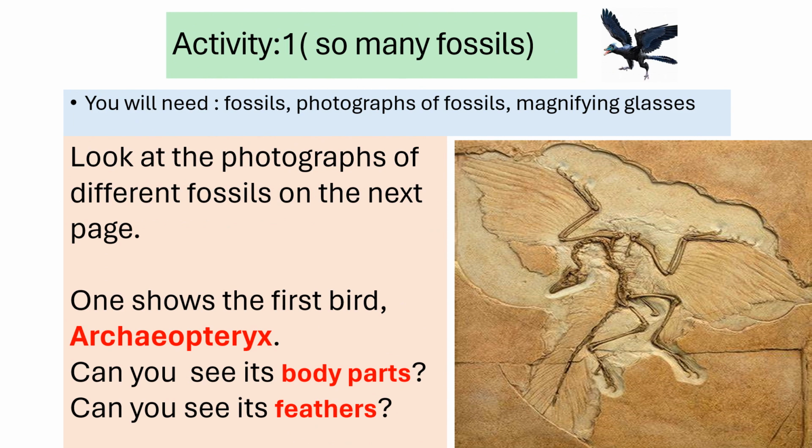Activity 1. So many fossils. You will need fossils, photographs of fossils, magnifying glasses. Look at the pictures of different fossils on the next page. One shows the first bird, Archaeopteryx. Can you see its body parts? Can you see its feathers?